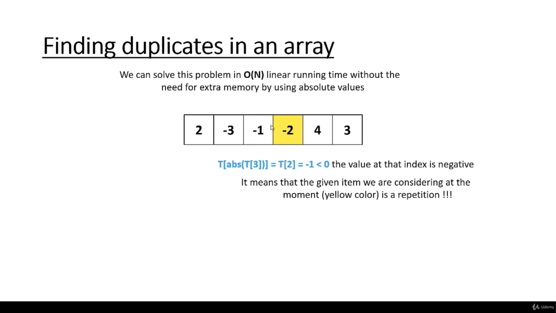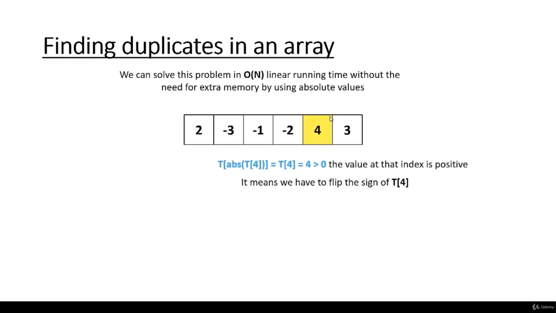Index 2 has the value -1, which is a negative value. It means that the given item we are considering at the moment, the one in yellow, is a repetition. As you can see, because we have already considered 2, we have found a repetition. So far we know that number 2 is a duplicate number in this one-dimensional array.